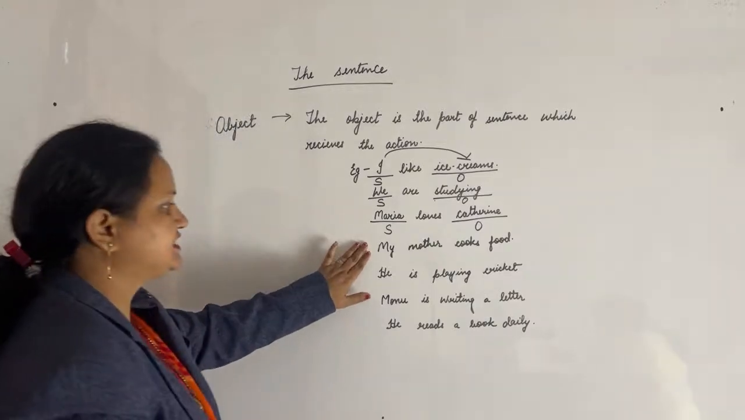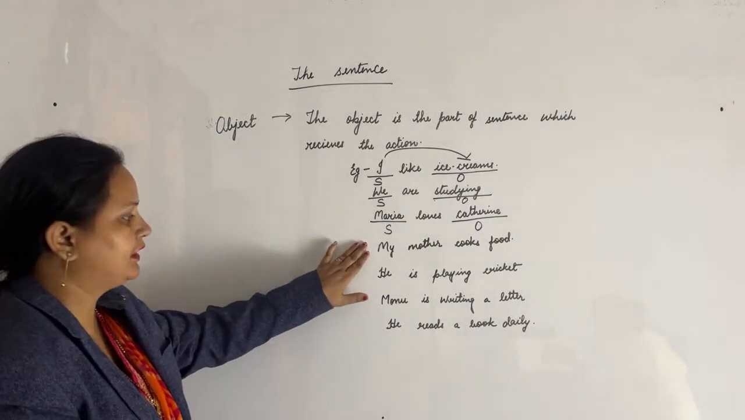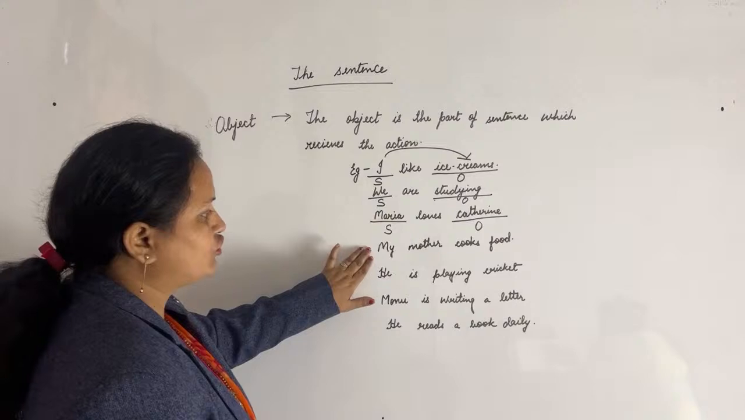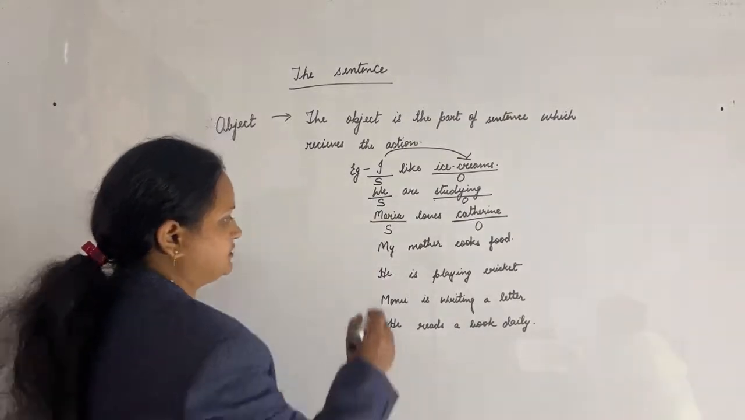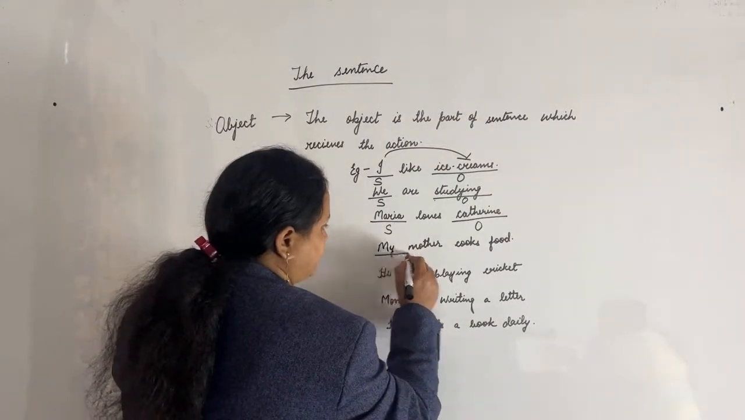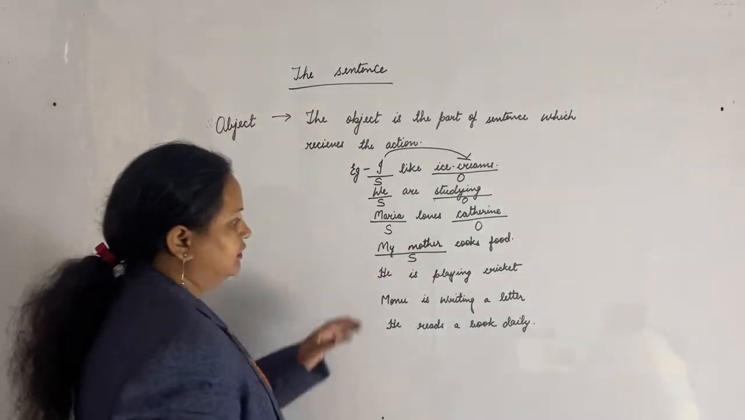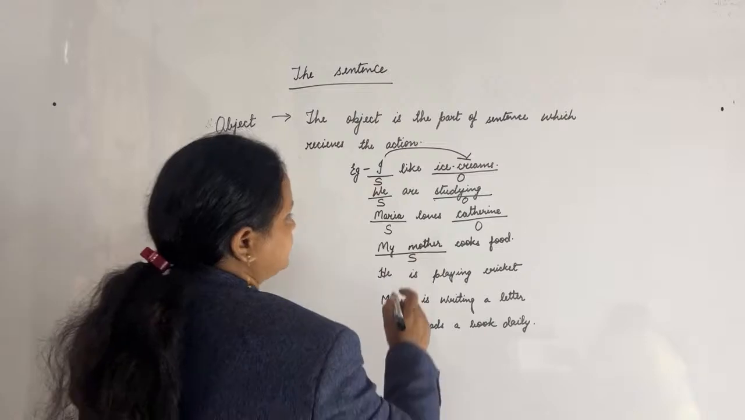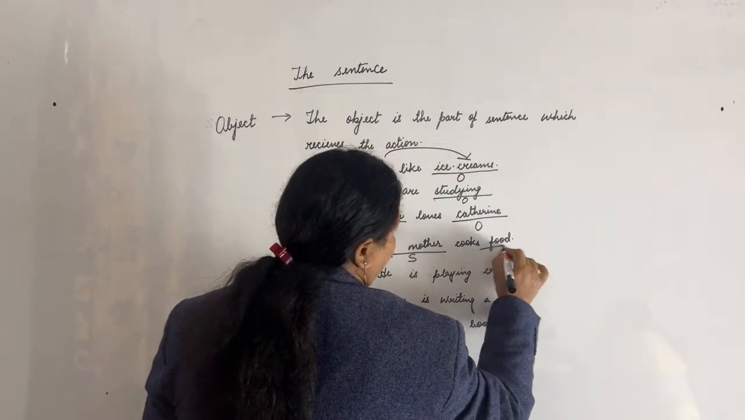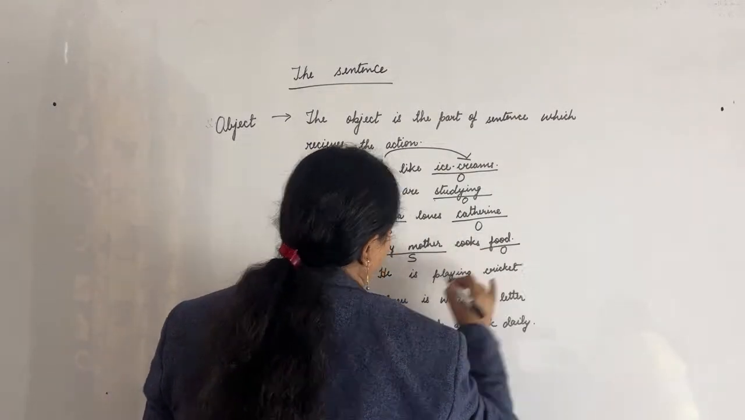Here the first sentence is, my mother cooks food. Here, who is doing the action? The action is done by my mother. So my mother is the subject. And what is she doing? She is cooking food. So food is the object.